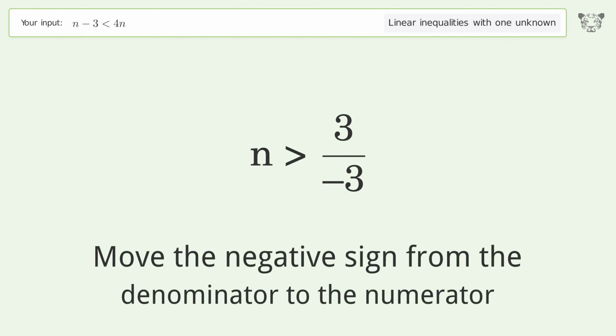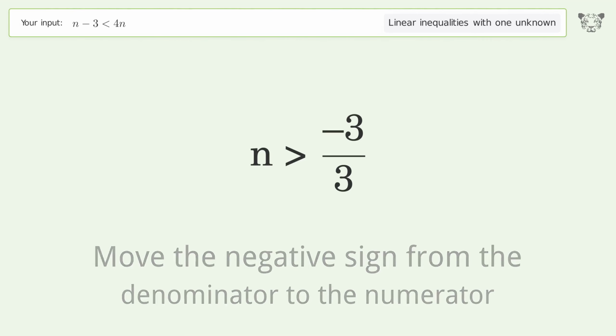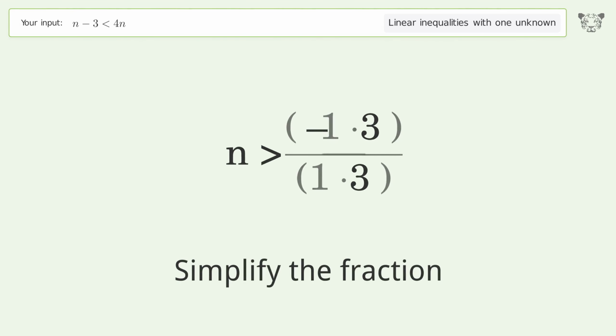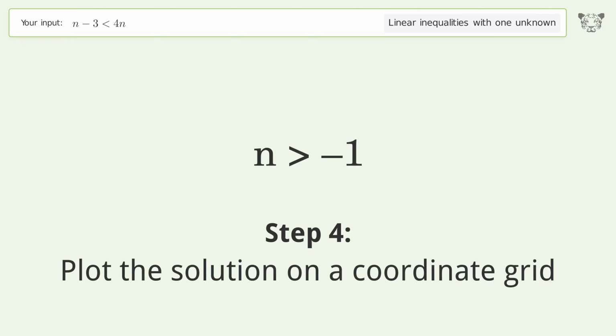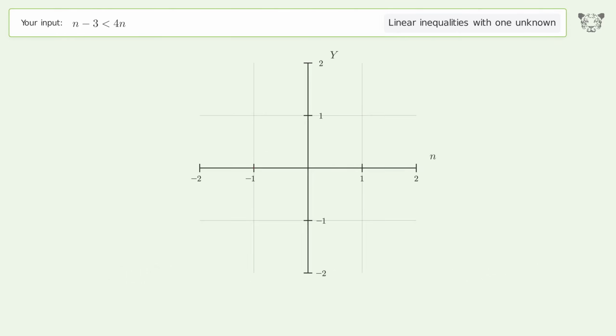Move the negative sign from the denominator to the numerator. Simplify the fraction. Plot the solution on a coordinate grid. And so the final result is n greater than -1.